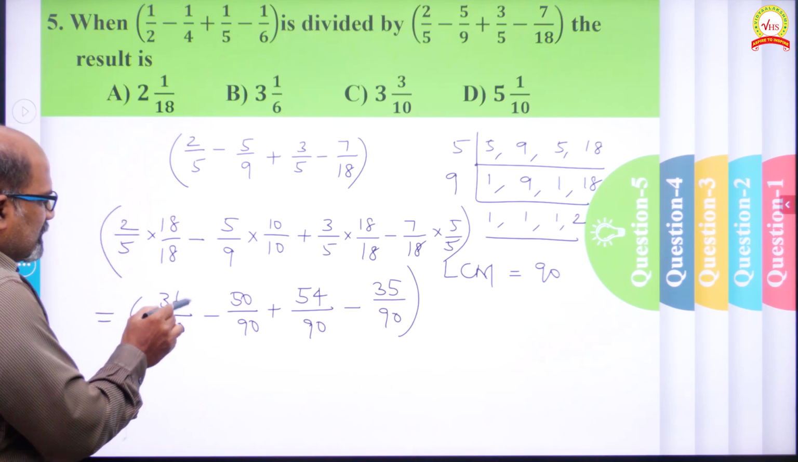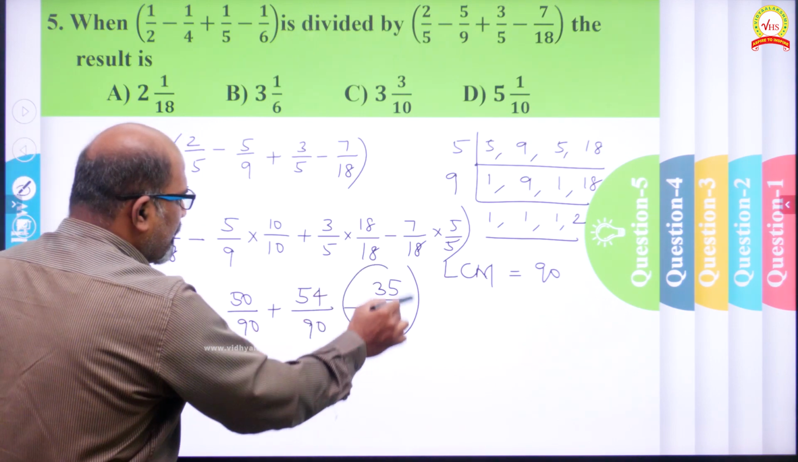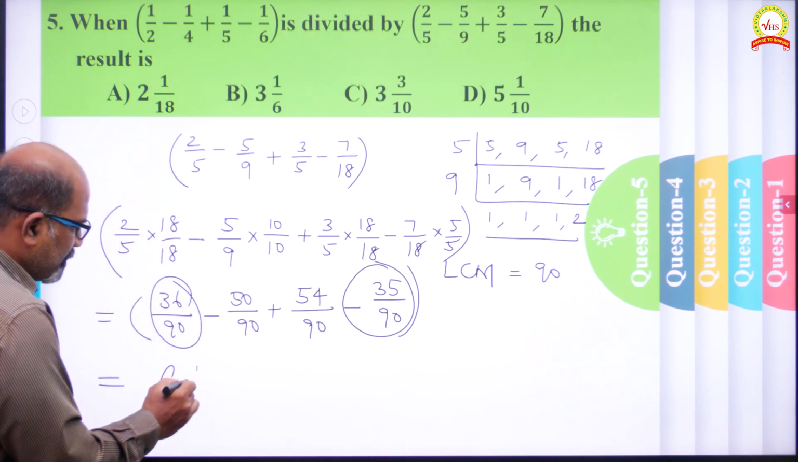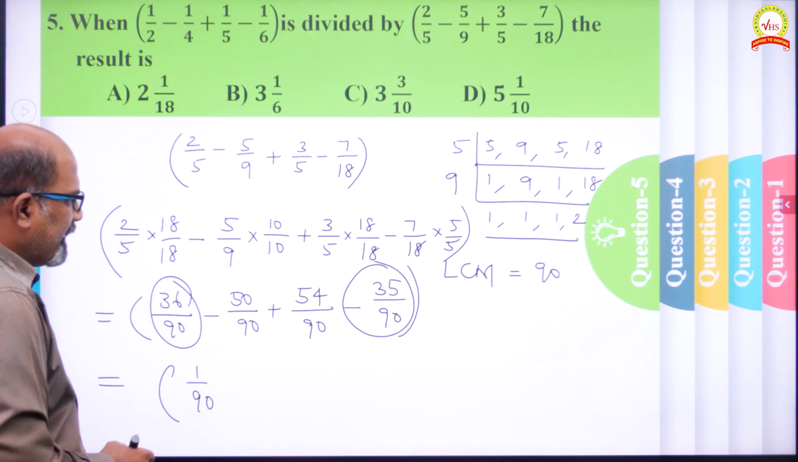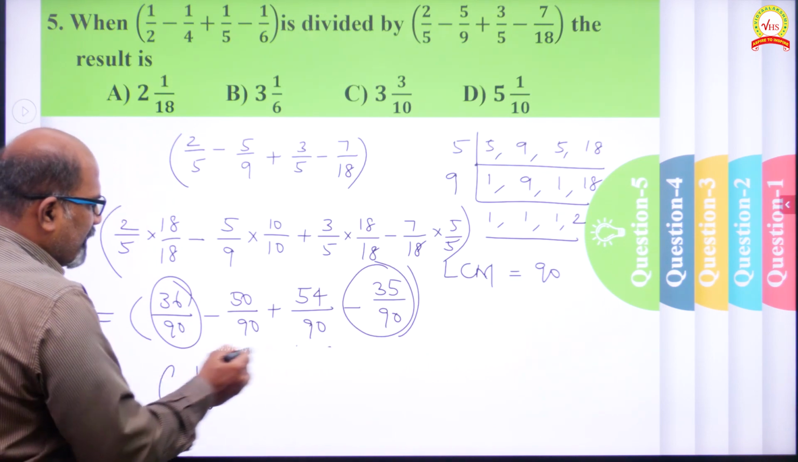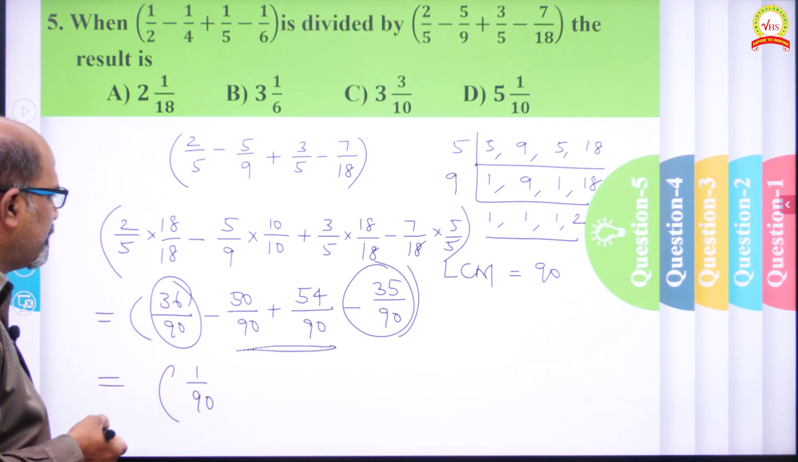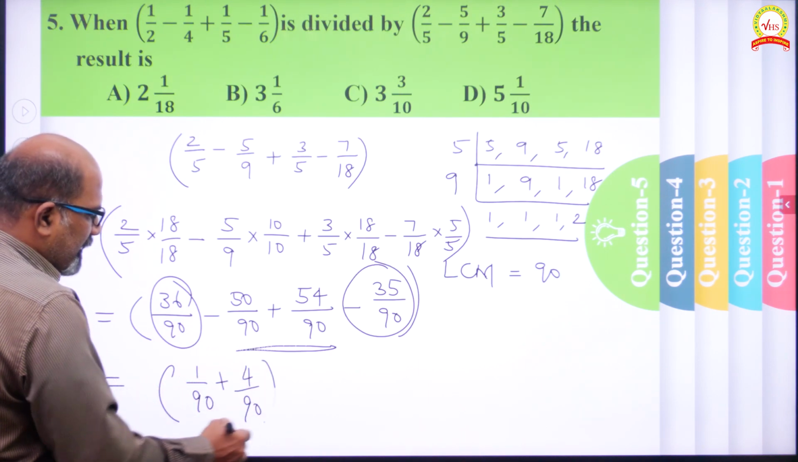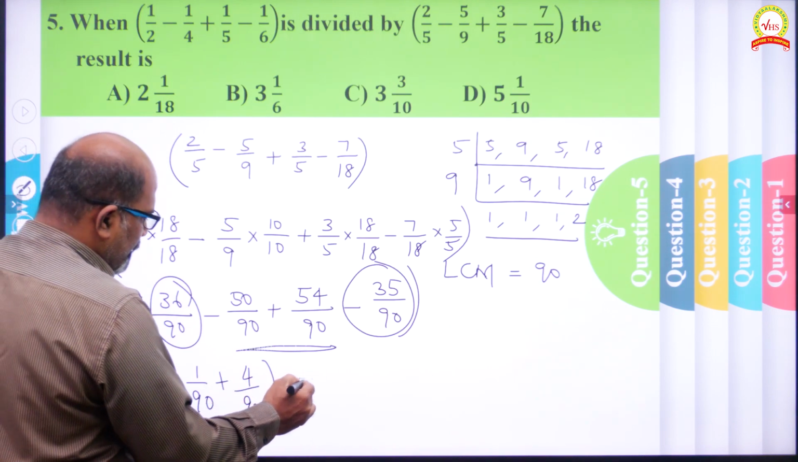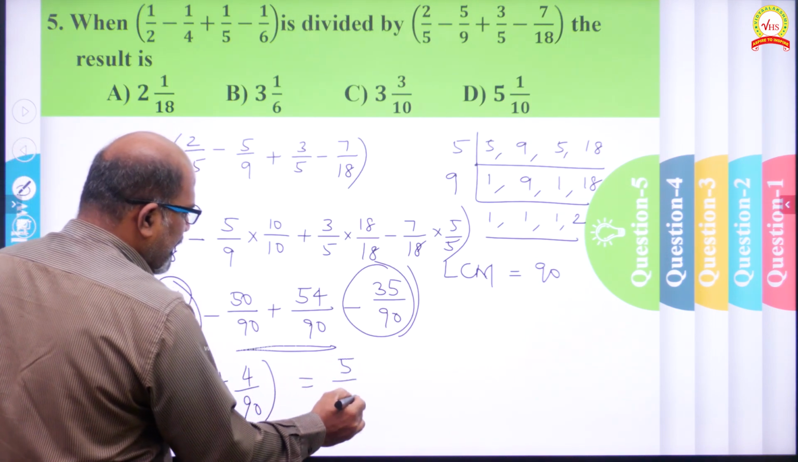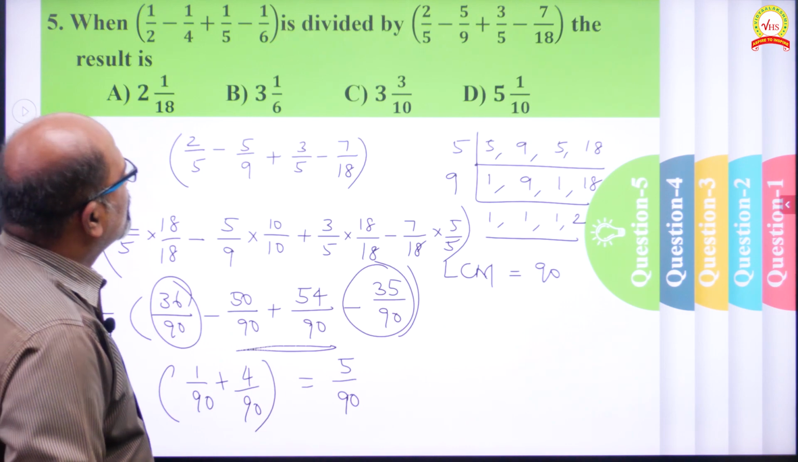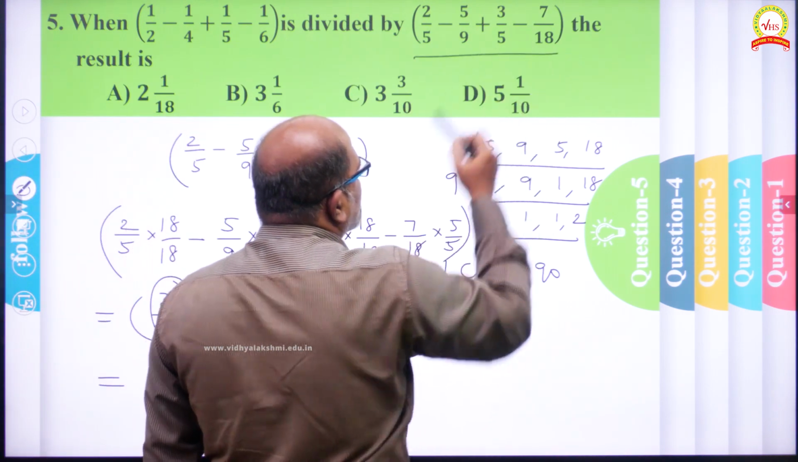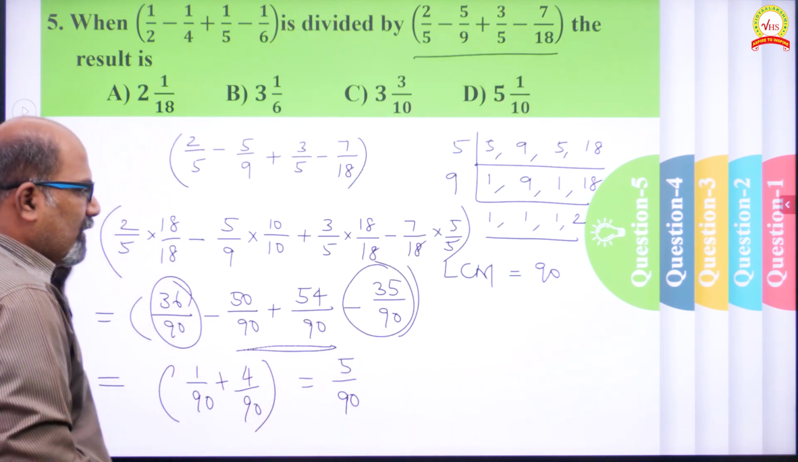See, this 36 by 90 minus 35 by 90 you will be getting 1 by 90, plus 1 by 90. Then when you simplify 54 minus 50 is 4, so 4 by 90 you will have. 4 plus 1 is 5. So 5 by 90 is the simplified answer for this expression.